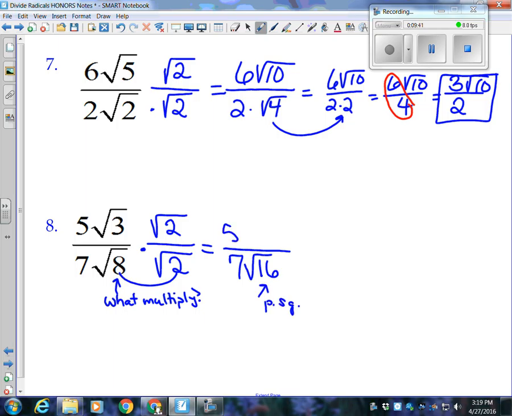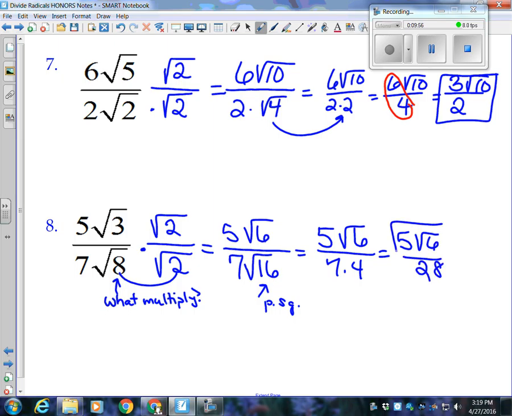5 on the outside, and in the numerator, the square root of 3 times the square root of 2 is the square root of 6. Not a perfect square, but that's okay on top. So I'm going to get 5 square root of 6 over 7 times 4, and my final answer would be 5 square root of 6 over 28. 28 is okay on the bottom, doesn't cancel or simplify any farther, and I'm good.